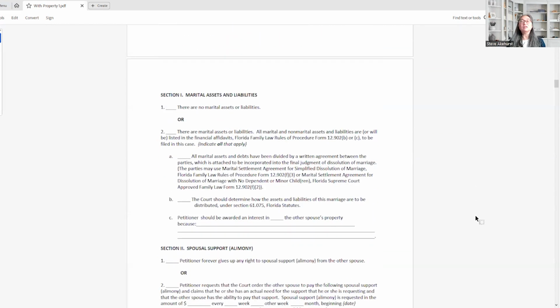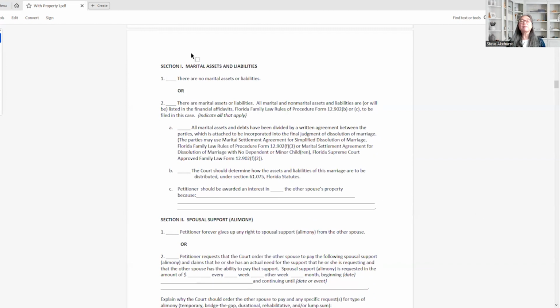So section 1. What we're going to discuss is the marital assets and liabilities. Assets are things of value that you own, and liabilities are things you owe. So marital assets are anything that you accumulated together during the marriage. So if you bought a house together, bought a car together, you opened a bank account, you have a CD. Liabilities are the opposite, like any loans you have, if you have medical bills, etc. Those are liabilities. Credit card bills are also liabilities.